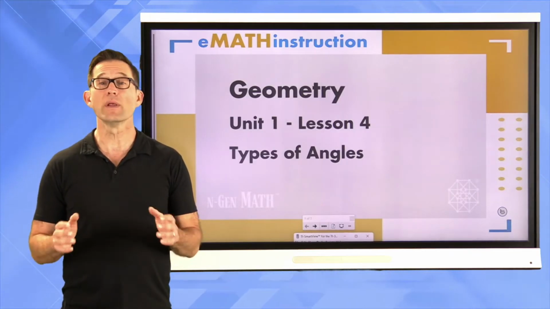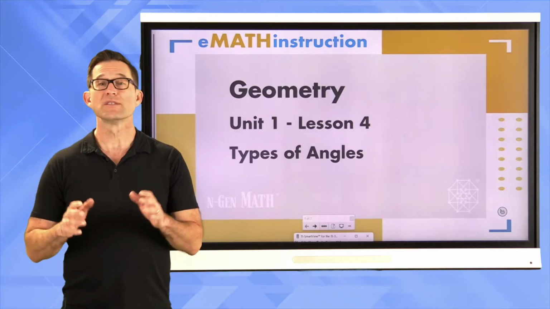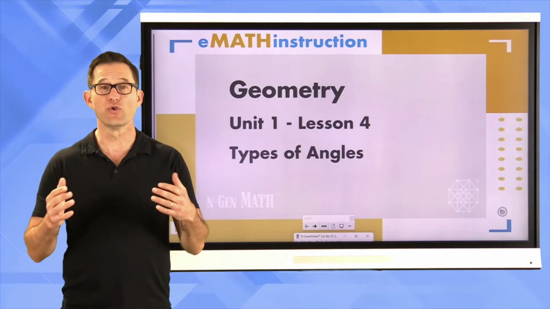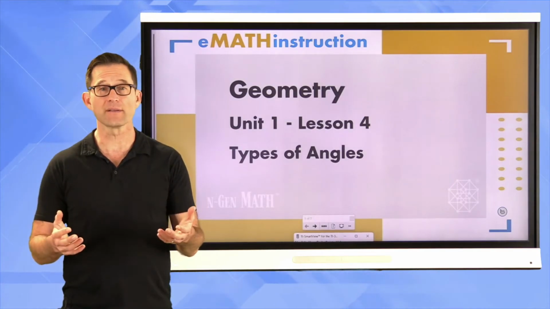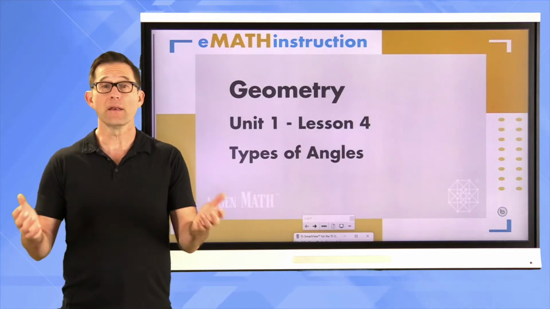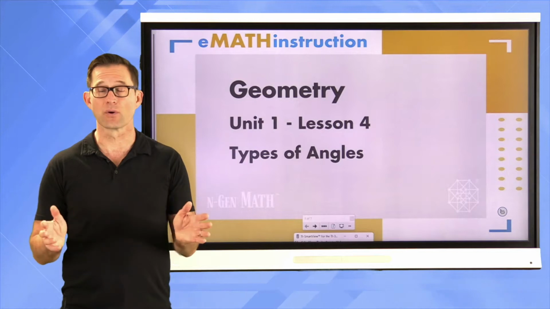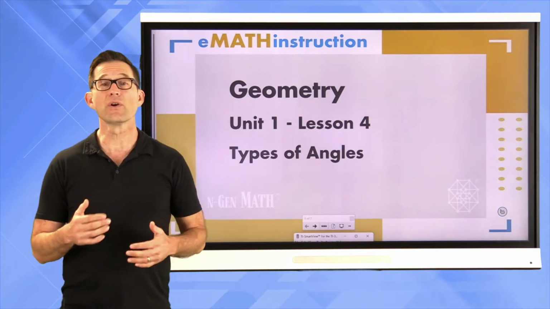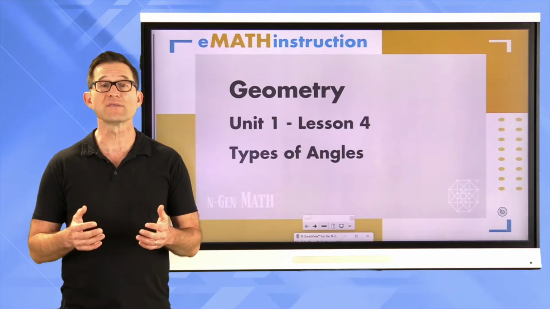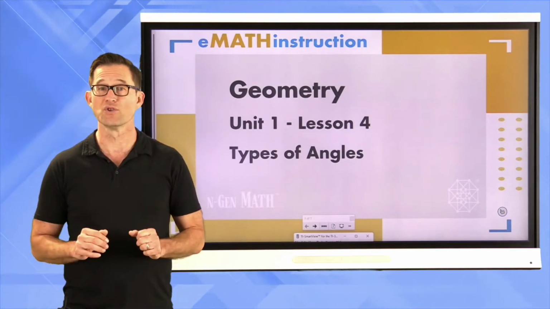Now in the last lesson we looked at what angles were, specifically the idea that they were two rays that shared a common vertex. And we also looked at how we measured them using degrees along a circle. Today we're going to look at different types of angles, because types of angles are very important in geometry.